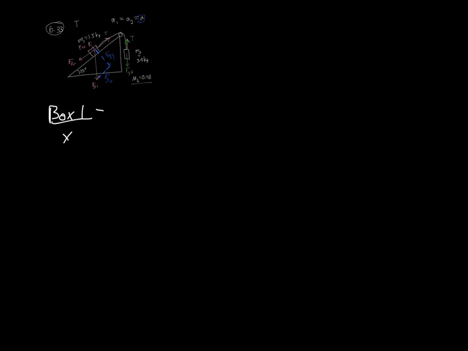So in the X direction, we'll write down the sum of forces in the X direction. We're going to say that tension pulling it up the incline is going to be positive, so we have tension pulling it up. And then we have force of gravity on the first box in the X direction, and we have the force of friction in the X direction pulling this box down the incline. And that's going to be equal to mass 1 times the acceleration in the X direction.